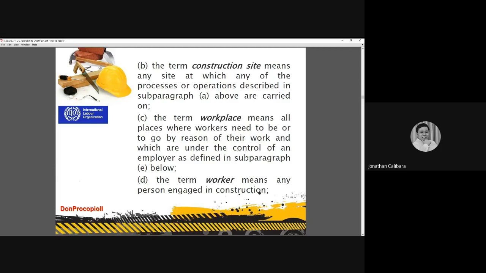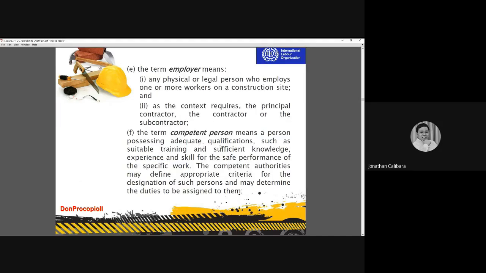Okay, construction site is also here. It is about the operations on the site, so what they do on the site, the area. Another one is workplace, the places of work. Workplace means where you are assigned, whether in the office, in the field, or as a bus driver. Then workers, of course, are persons who are working. Employer is the company.